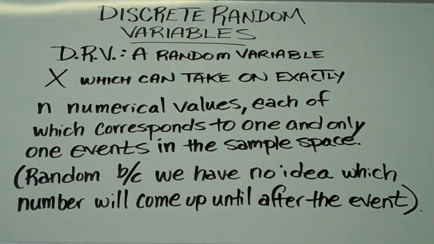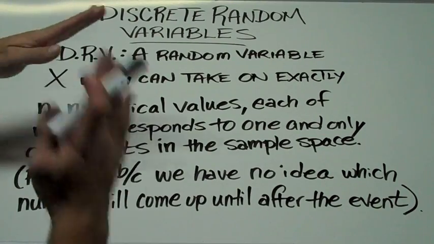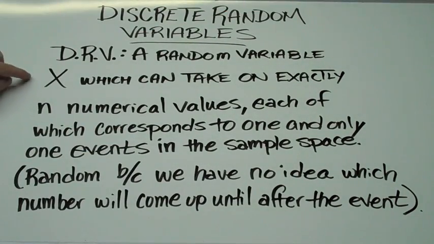Discrete random variables. What are they? A discrete random variable is a random variable X. Notice this is a capital X, it's not a small x. It's a giant X, which can take on exactly n numerical values. So we define which possible values this X can take on. Each of these values corresponds to one and only one event in our sample space. We call it random because we have no idea which number will come up until after the event has occurred.